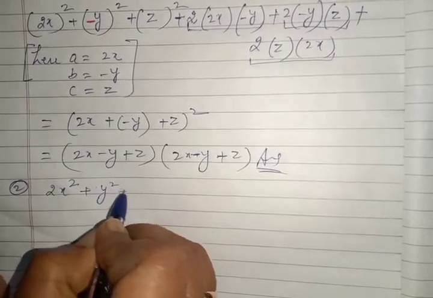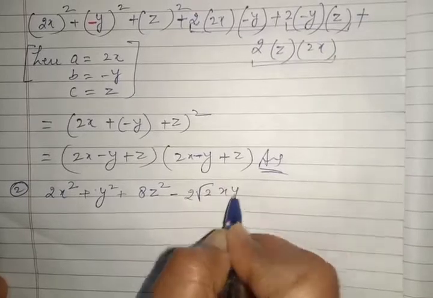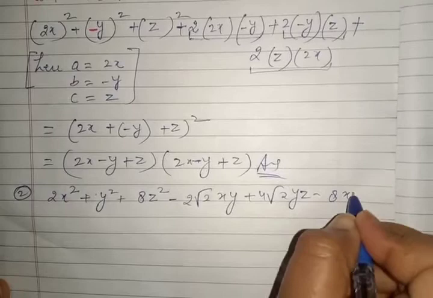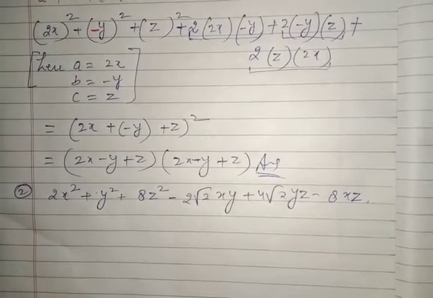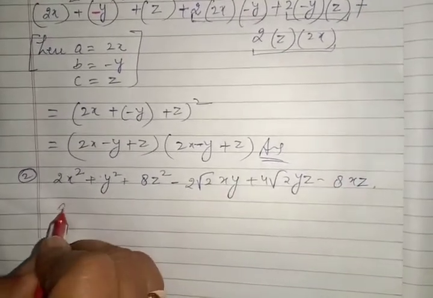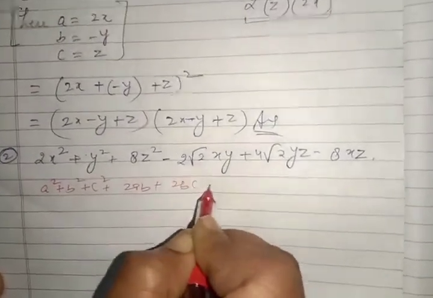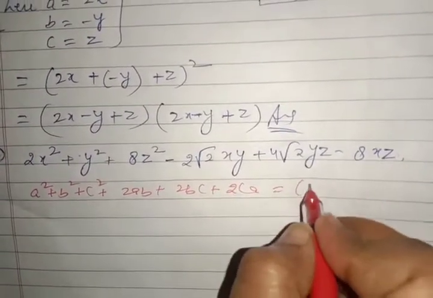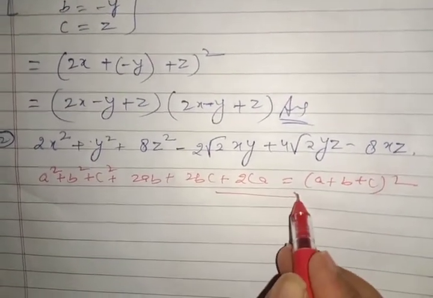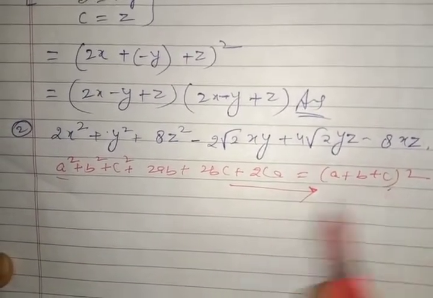x square plus y square plus 8z square minus 2 root 2 xy plus 4 root 2 yz minus 8xz. Again the same step. How many terms? 6 terms are there. 6 terms means the same identity will be used. The identity is a square plus b square plus c square plus 2ab plus 2bc plus 2ca is equal to a plus b plus c whole square. Because we are doing factorization, we need to move from left to right. This expression is given to us and we need to write this answer.